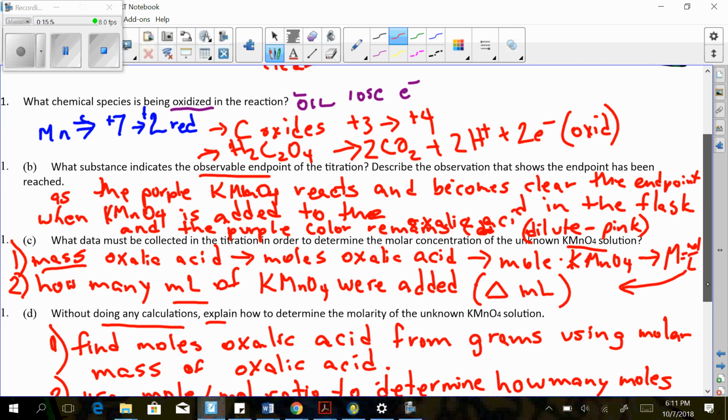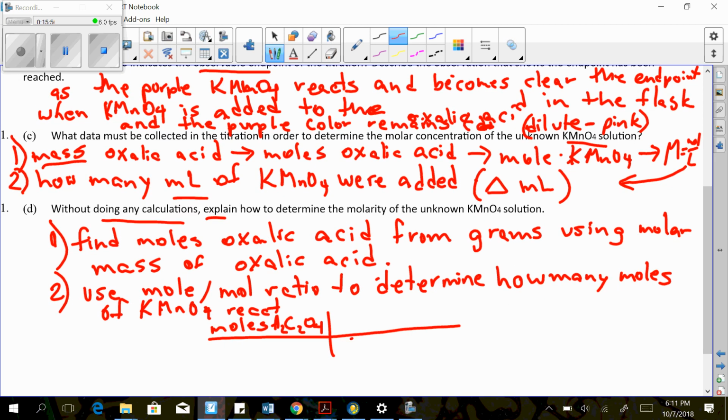And so for every 5 moles of, let me write the chemical formula. For every 5 moles of the oxalic acid, 2 moles of the potassium permanganate react.